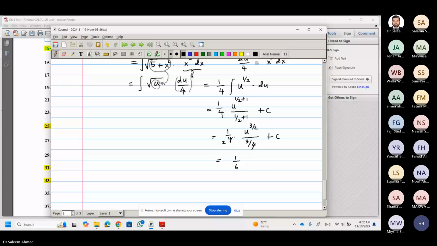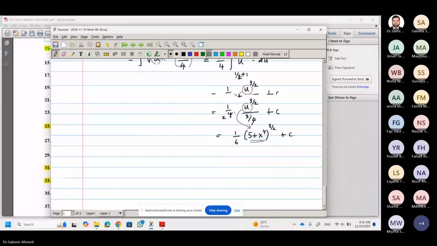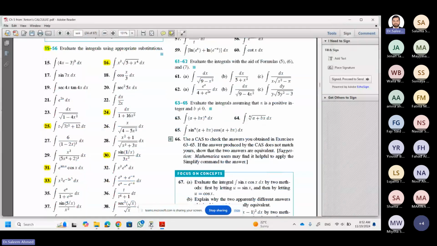And u was 5 plus x to the power 4. So we can replace u back, power 3 by 2 plus c. So that's the answer. We replaced this u back. You see here, this was the u. So I replaced the value of u back here, 5 plus x to the power 4. And then it was, I said we can do, this is also the same thing.